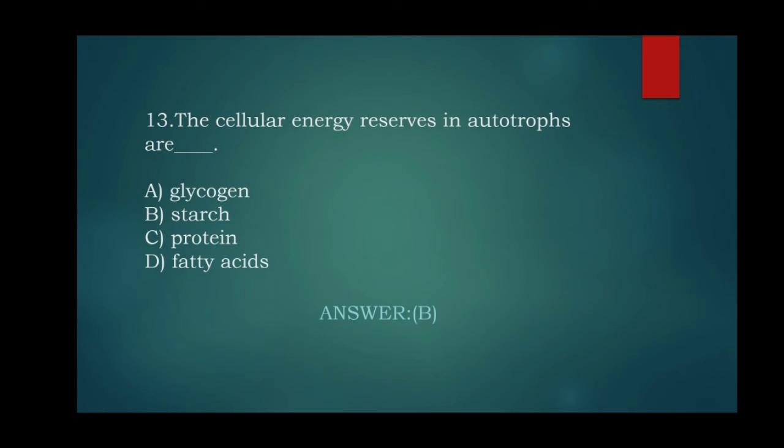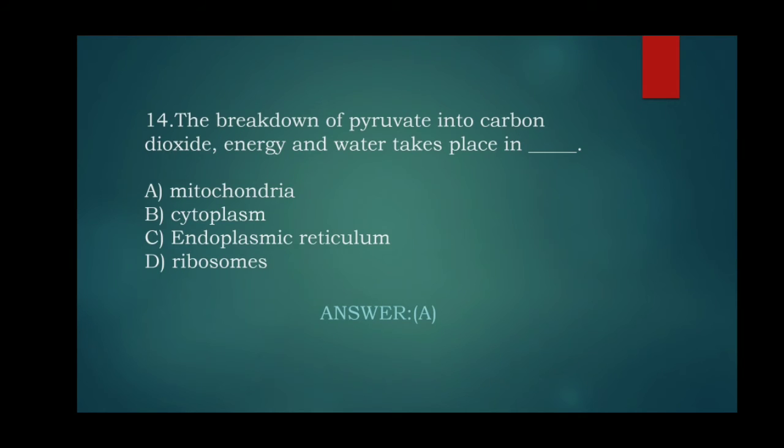Next question. The breakdown of pyruvate into carbon dioxide, energy and water takes place in dash. So options: A, mitochondria, B, cytoplasm, C, endoplasmic reticulum, D, ribosomes. And the correct answer is option A, mitochondria.